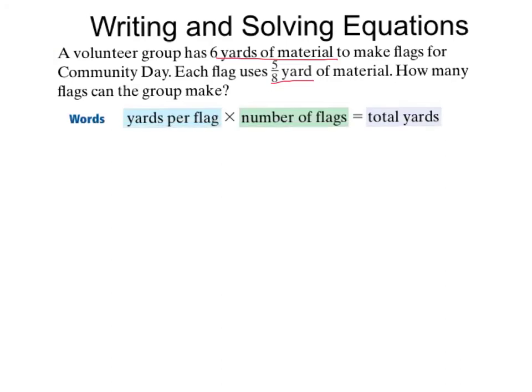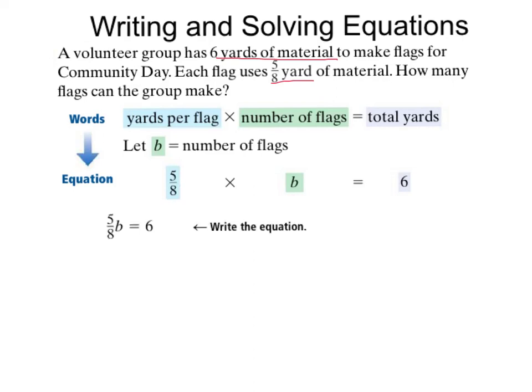Well, first we need to look at our words. So we know yards per flag times the number of flags equals the total yards. We have the yards per flag, we don't know the number of flags, and we know the total yards. So B will be our variable for the number of flags we don't know. So our equation would be 5/8 for the 5/8 of a yard times B equals 6, our 6 yards of material. So that would be 5/8 B equals 6.